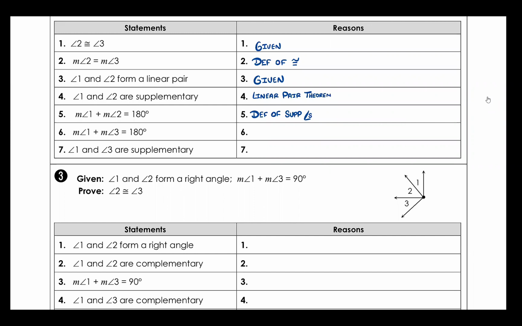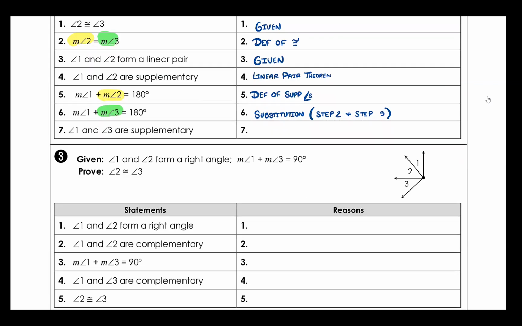1 and 3 equals 180. Where did they change from 5 to 6? The 2 became a what? What do we call it when somebody replaces another? Substitution. They substituted that. What is 5? They combined 2 and 5. So this rascal became that rascal. And the last one, 1 and 3 are supplementary. Definition of supplementary. Not given. It's that statement, so we've got to be able to prove it.